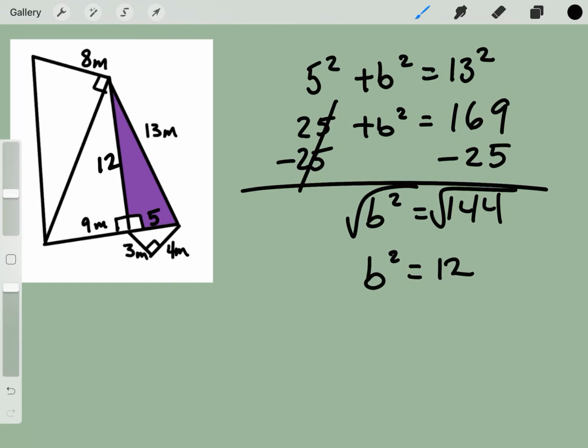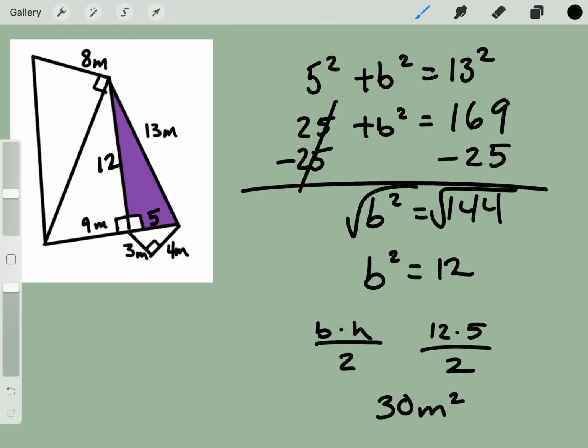If you didn't get that, now try to get the answer. And even if you did, just rewrite the answer if you got it correct the first time. We would do base times height divided by 2, so 12 times 5 divided by 2, giving it a total of 30 meters squared.